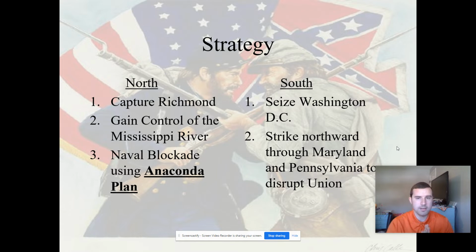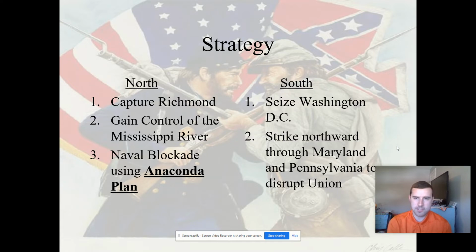And finally, they hope to set a blockade, which is just setting up Navy warships to stop trade and to try to attack any Confederates along the coast of the United States. So they're looking at boxing them in the lower right side of our country with this Navy blockade.